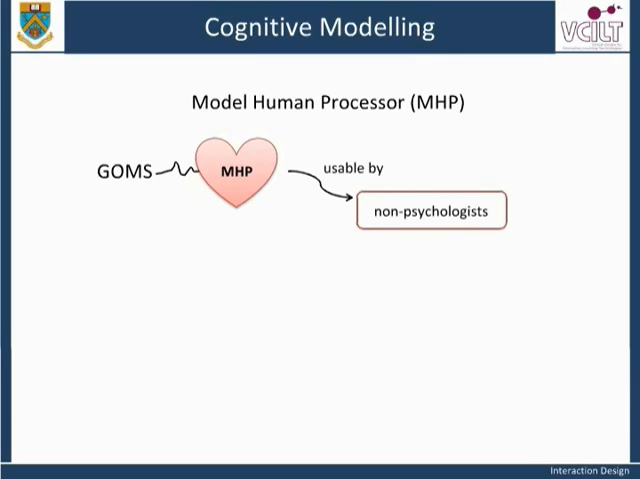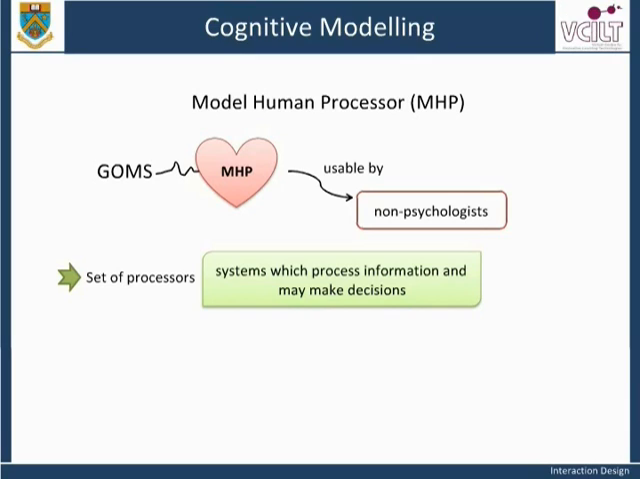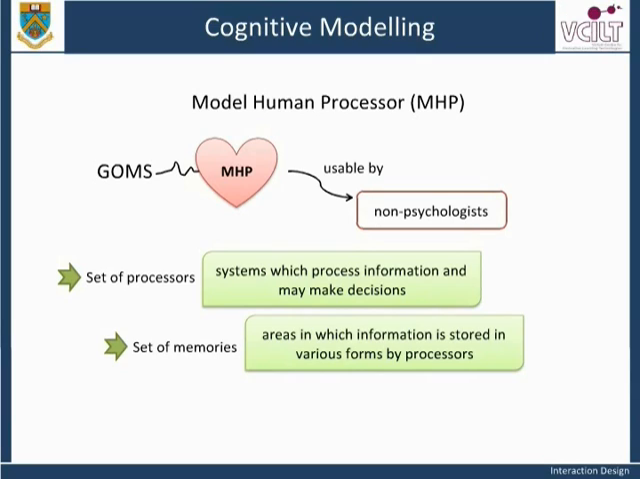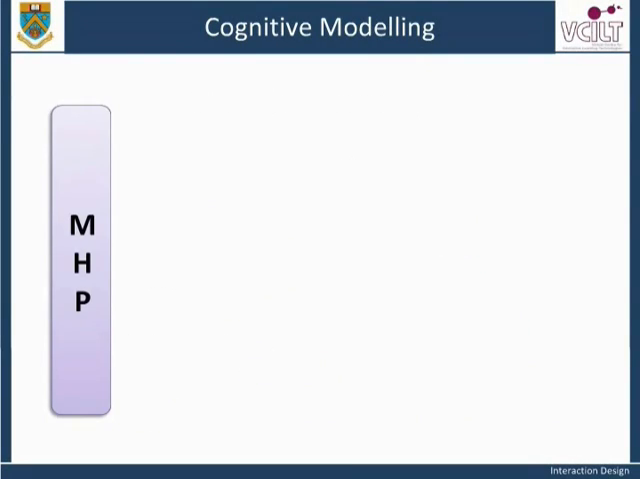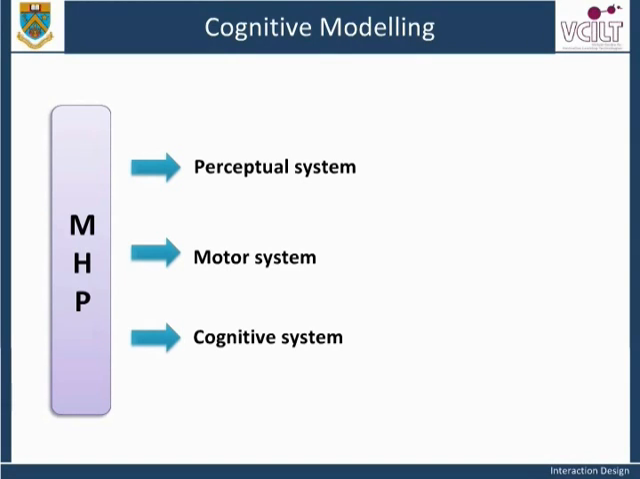The MHP consists of a set of processors, systems which process information and may make decisions. A set of memories, areas in which information is stored in various forms by processors. A set of principles of operation, these guide the operation of the processors and are crucial to a realistic account of human behavior. The MHP itself is divided into three interacting subsystems: the perceptual system, the motor system, and the cognitive system.